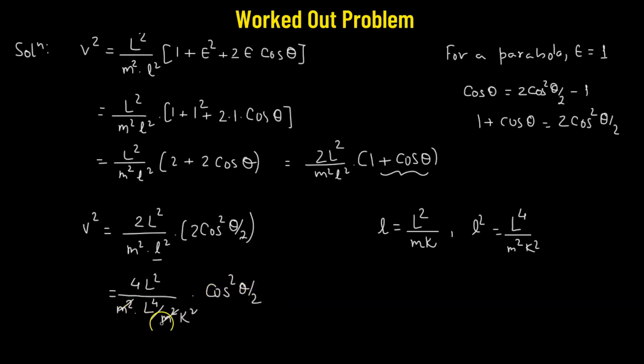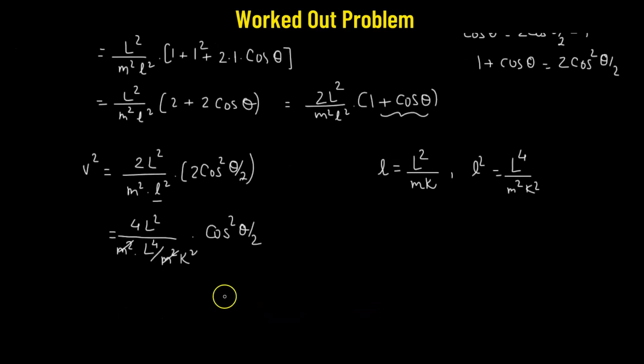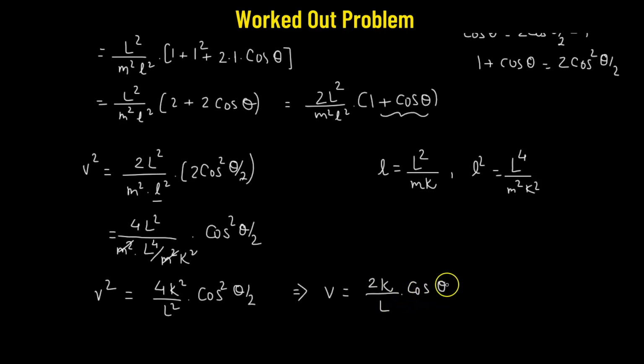You can see that M squared gets cancelled out, and that 1 L square from the numerator and 1 L square from the denominator will cancel out. So this is going to give us the expression of velocity v squared as 4 times K squared divided by L squared times cosine squared theta over 2. And if we take the square root on both sides, and we'll consider the positive square root only because velocity is a positive quantity here, we'll have 2k divided by L times cosine of theta over 2. So this is the expression for the velocity when the particle is moving along a parabolic path.